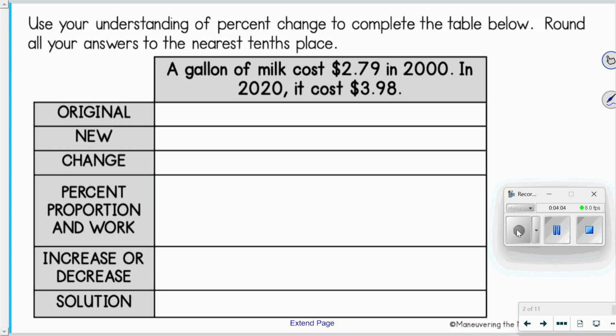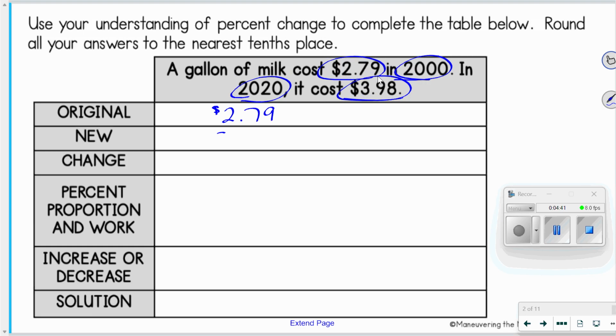So a gallon of milk costs $2.79 in 2000. In 2020, it costs $3.98. You got to figure out what your original is, right? So what is my original price? Carson? Good. So that was where I started. A good way to think about original is where did I start? So when I'm looking at the problem, think of where you started. That's your original. Okay? What was my new cost?